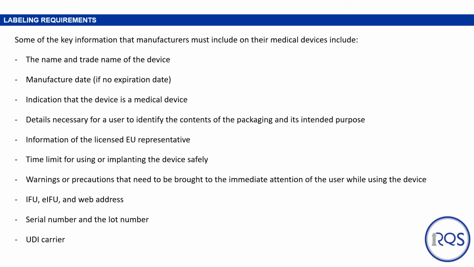Some key information that manufacturers should include on their medical devices are the following: the name and trade name of the device, the manufacturer date, indication that the device is a medical device, details necessary for a user to identify the contents of the packaging and its intended purposes, information for the licensed EU representative in the case that the medical device manufacturer is based outside of the EU, yet sells the device in the EU, the time limit for using the device or an implanting device that should be expressed in terms of the year and the month, warnings or precautions that need to be brought to the immediate attention of the user, the IFU, EIFU, and web address, the serial number and lot number, and a UDI carrier.